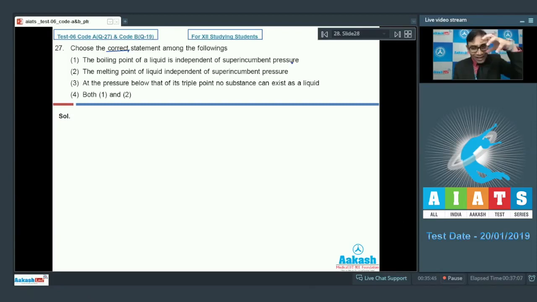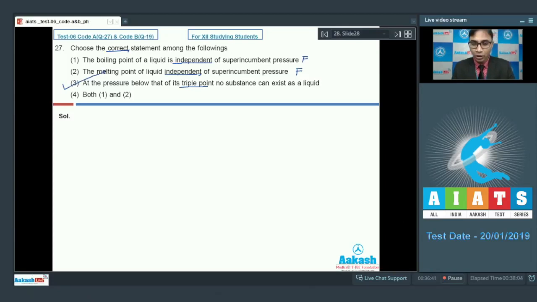We know that if you apply pressure on a liquid, then its melting point and boiling point will change. So the first statement, that the boiling point of a liquid is independent, is false. The melting point of a liquid is independent, again this is also false. At a pressure below that of its triple point, no substance can exist as a liquid. Yes, this is the true statement, because below the triple point, liquid cannot exist. It will be converted into ice or solid form. So this is the correct statement, and option number 3 will be the correct choice.